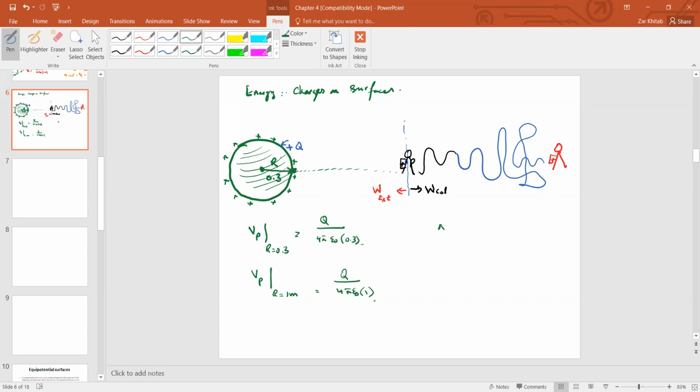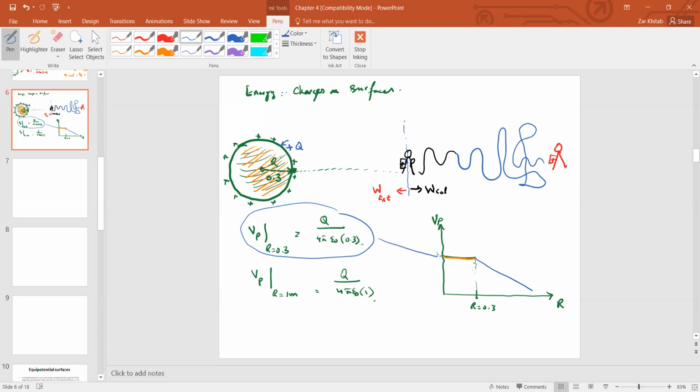And we also plot the graph of this. We showed this graphically. Say this is the distance R, this is the voltage Vp, this is R equals 0.3. The voltage will stay maximum and constant for all this internal region, and externally the voltage will drop. This is the maximum possible value, and that value is this one.